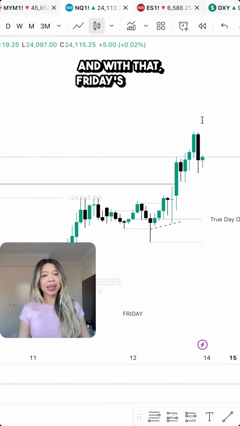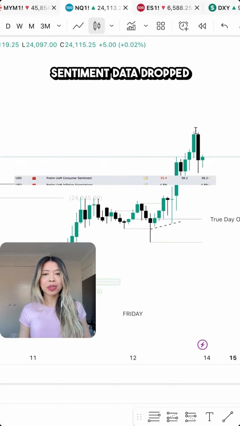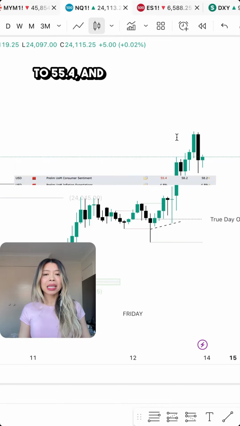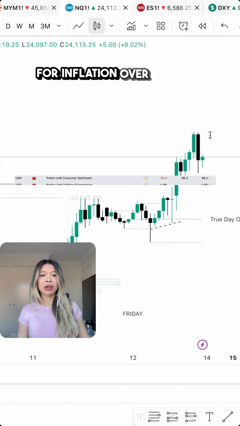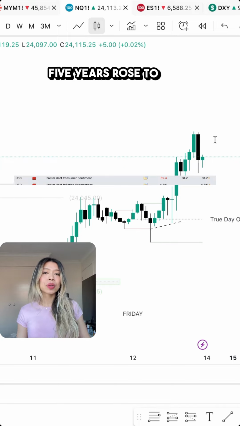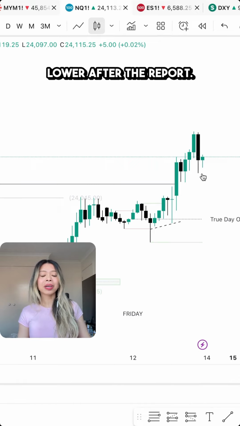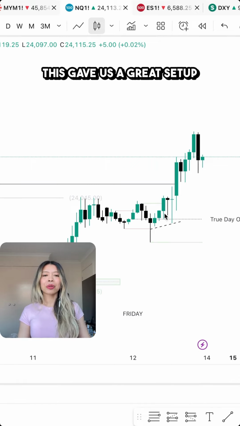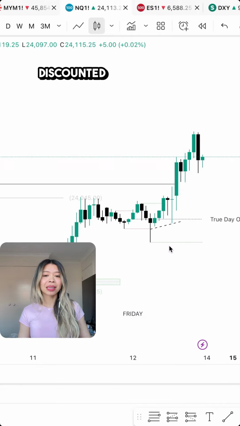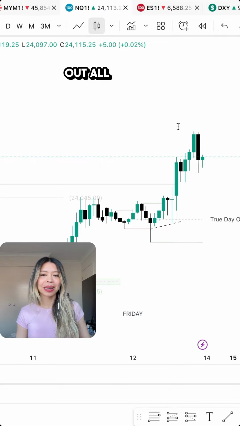And with that, Friday's prelim sentiment data dropped to 55.4 and the expectations for inflation over the next 5 years rose to 3.9%. As a result, indices opened lower after the report, and this gave us a great setup with price giving us a discounted long from true day open before running higher for the rest of the day, with NQ finally taking out all-time highs.